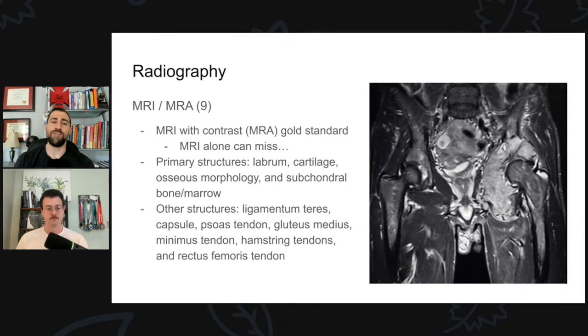Sometimes these folks have, let's say, lateral hip pain. You're not sure if that's FAI or it's a gluteal tendinopathy. Maybe the MRI will help rule that in somewhat. So it does give you some more information.